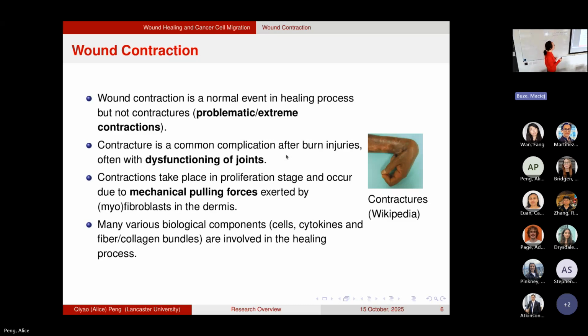So to better understand contractures, we go back to the contraction. This happens during the proliferation stage of wound healing, known as the third stage, mainly in the dermis. It is mainly because fibroblasts and myofibroblasts exert too much force and pull the skin together, so the skin is no longer able to stretch. In the dermis there are a lot of things happening, so from the modeling perspective we have many biological components like the cells, cytokines, and the fibers or collagen bundles.